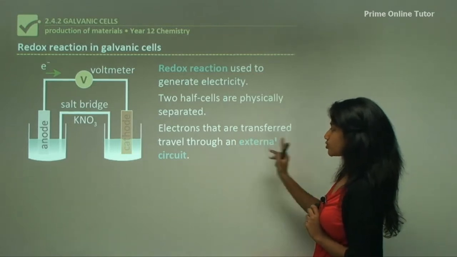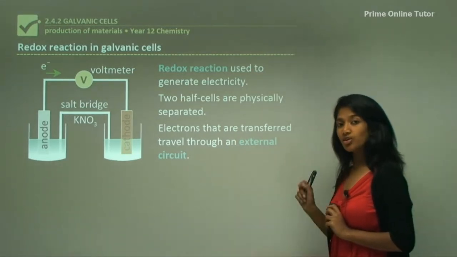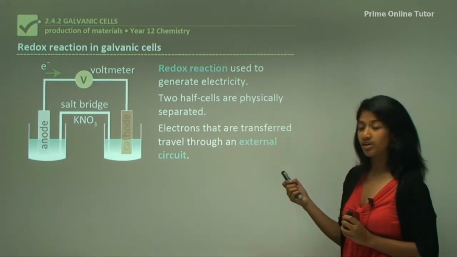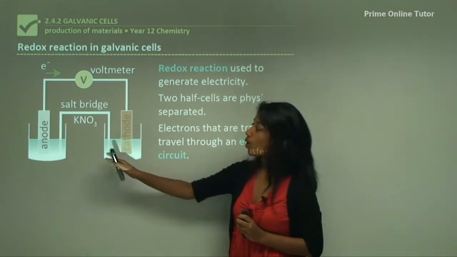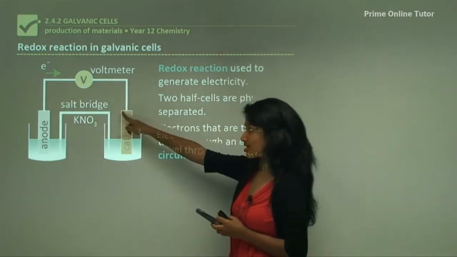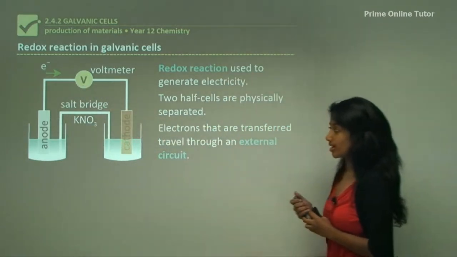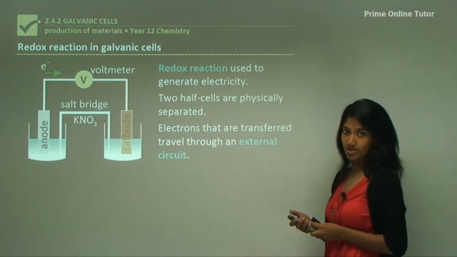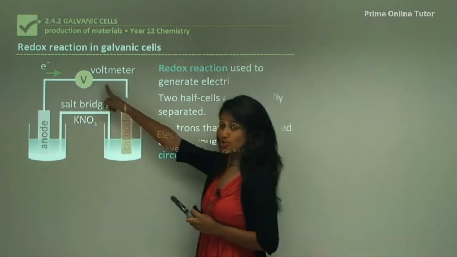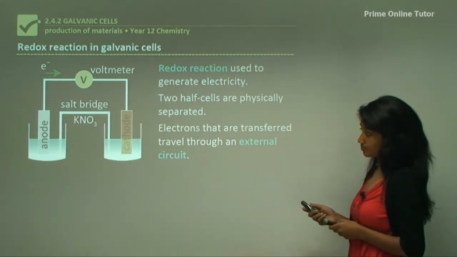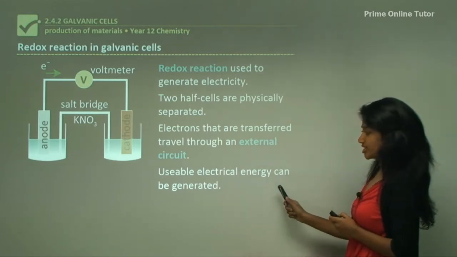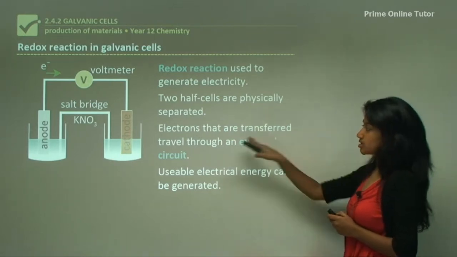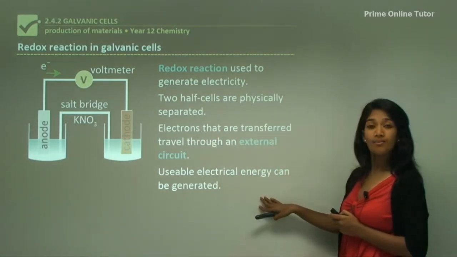Electrons that are transferred travel through an external circuit. As I told you before, a redox reaction is a transfer of electrons. So these electrons that are transferred cannot move through an aqueous solution. What they do is they travel through an external circuit, which is wires. Because the movement of electrons is electricity, so electricity is simply the movement of electrons, there's electricity being produced. And that's what happens in a galvanic cell. Usable electrical energy can be generated because of the movement of electrons. So the electrons that are transferred produce the electrical energy.